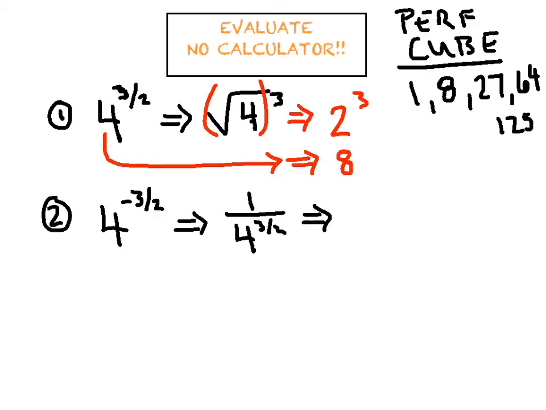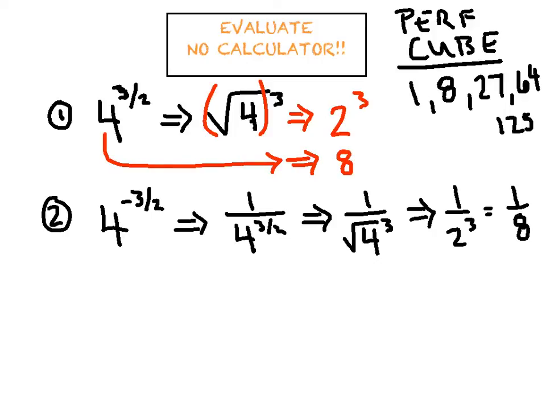Then I can use my groundhog rule and rewrite it as 1 over the square root of 4 cubed. And then, as we saw in the last example, I'm going to do the square root of 4 first. And then we got to cube it, and my final answer is 1 over 8.